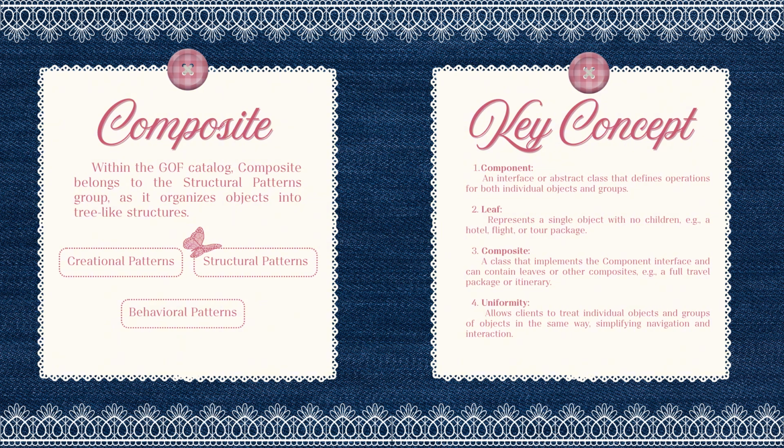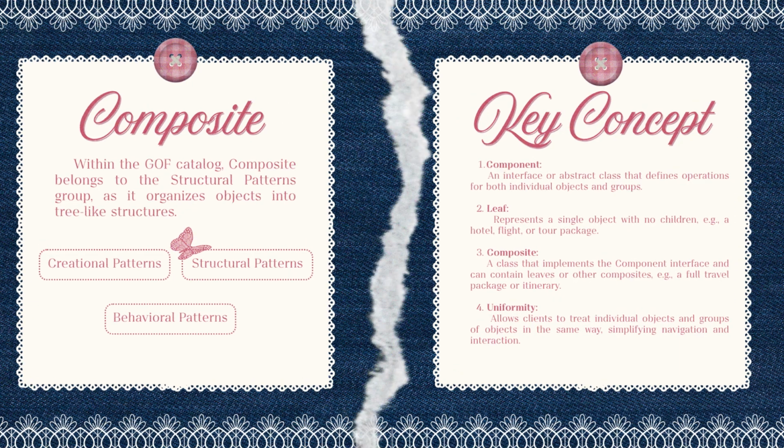Key concepts: 1. Component, an interface or abstract class that defines operations for both individual objects and groups. 2. Leaf represents a single object with no children. 3. Composite, a class that implements the component interface and can contain leaves or other composites. For uniformity, clients should treat individual objects and groups of objects in the same way.